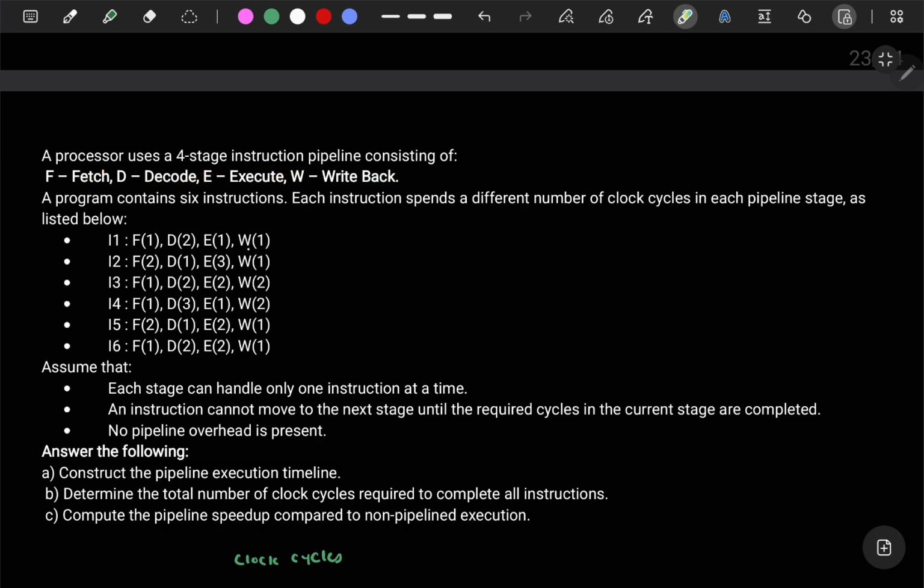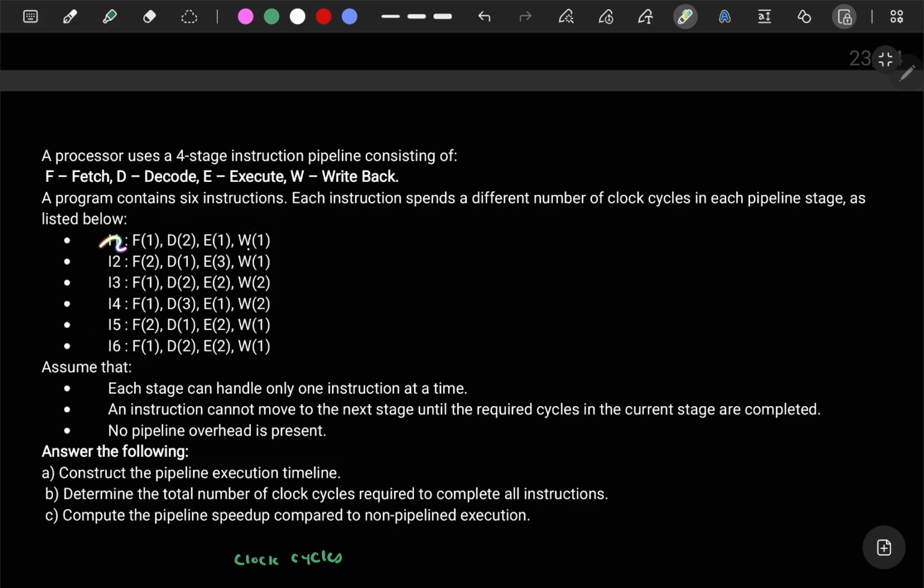It's exactly like the theory which we had seen previously, and it contains 6 instructions. You can see there are 6 instructions. Each instruction spends a different number of clock cycles in each pipeline stage as listed below. Let's see what this data means.